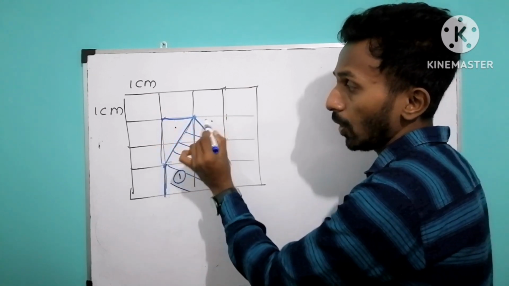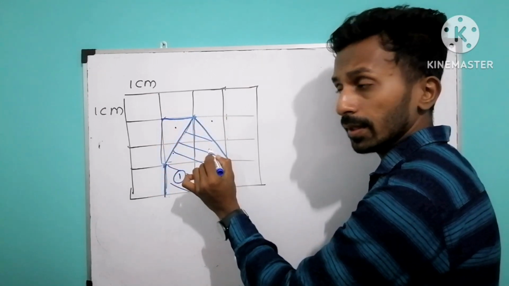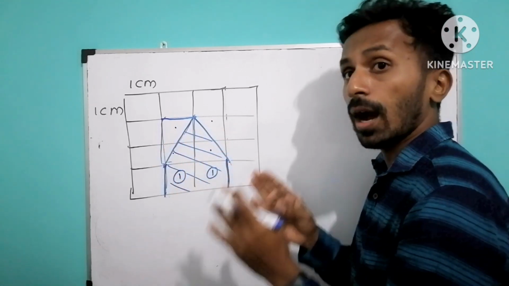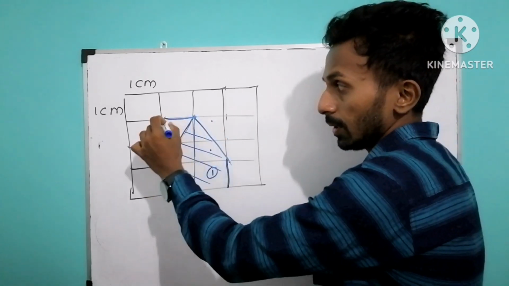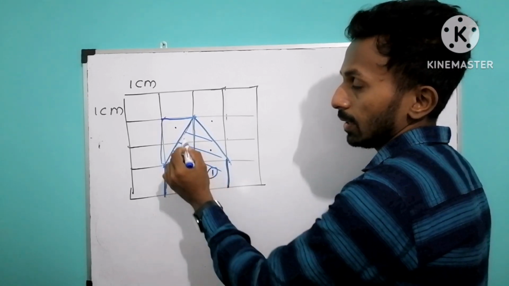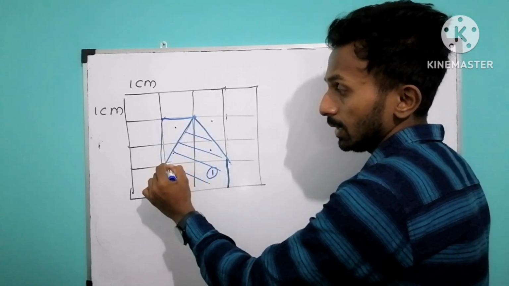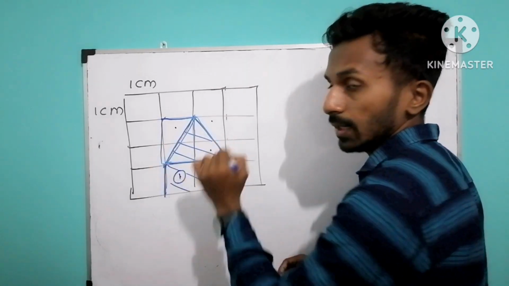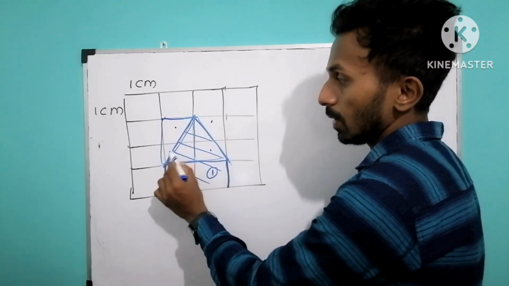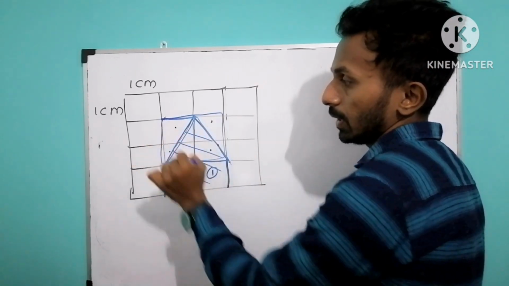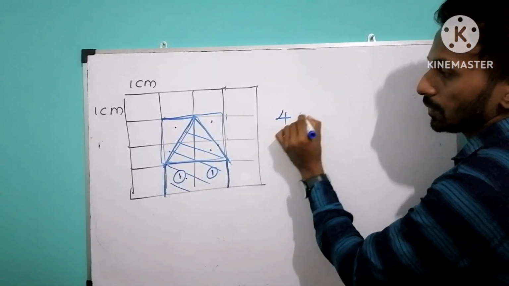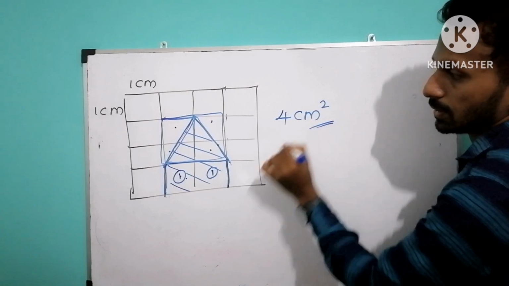Now there are 4 squares, then here 4 square centimeters. Now I can take half of the area of these 4 squares. Then here 1, 2, and the sum of the area of this figure I will take as 2, the half of this whole figure. Then 1, 1, and here 2. The area is 4 square centimeters.